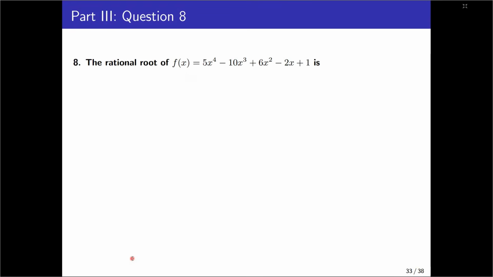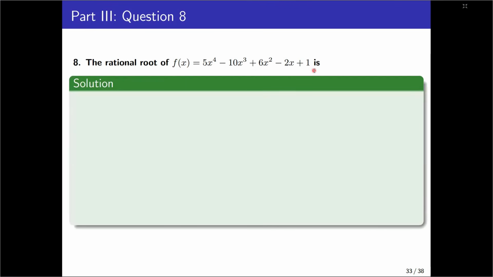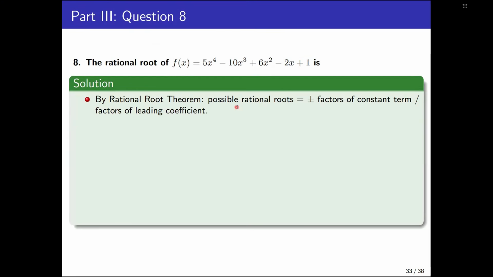Question number 8. The rational root of f of x is given to be 5x to the power of 4, or simply this expression. The rational root of this function. We know that we're using the rational root test, or the rational root theorem. Possible rational roots are the factors of the constant term, that's simply 1, over the possible factors of the leading coefficient, because the coefficients of the terms are already integers.